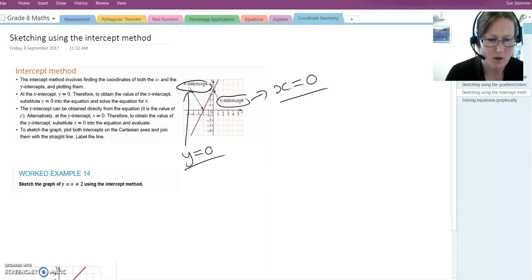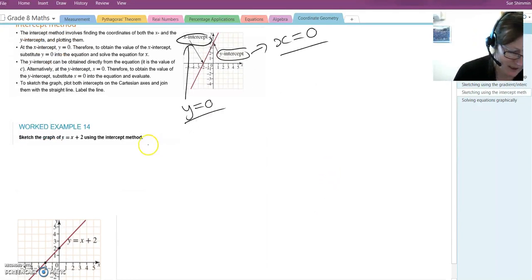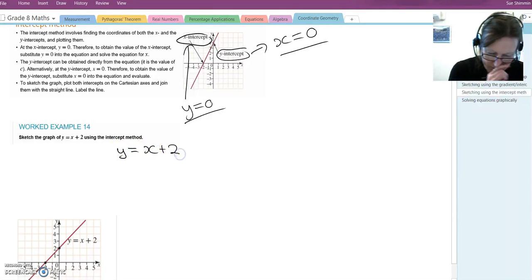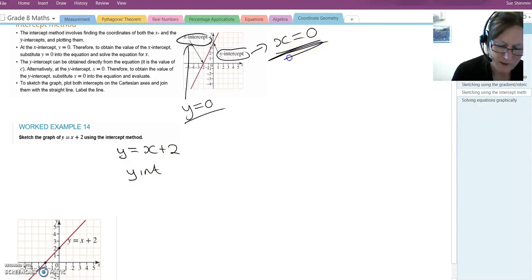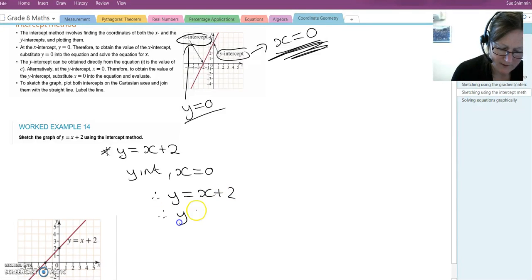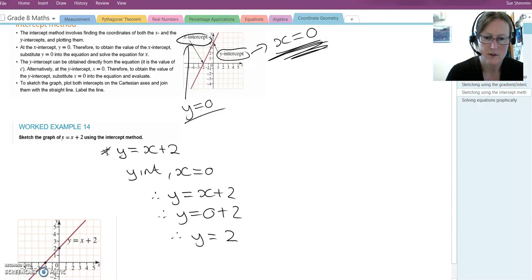So, to sketch a graph using the intercept method, we take our equation here. Now, we will do the y-intercept first. For the y-intercept, we said that x is always 0. So in our equation here, instead of x, we are going to write 0. So y is equal to 2. So our y-intercept is 2. In other words, (0, 2).